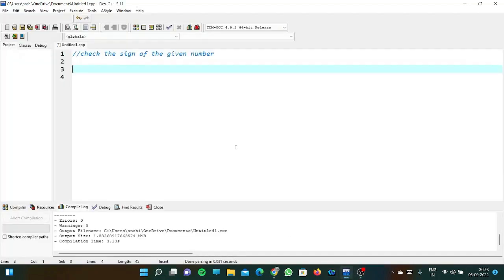So the next question is check the sign of the given number. Now this means that a number will be given by the user to you and you have to tell whether the sign of that number is positive or negative. For example, the user inputs a value 5. So the sign of this value is positive, and if the user enters, suppose, -9, the sign of this number is negative. So it's very simple. Now let's write a program.